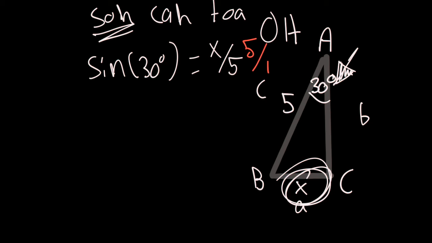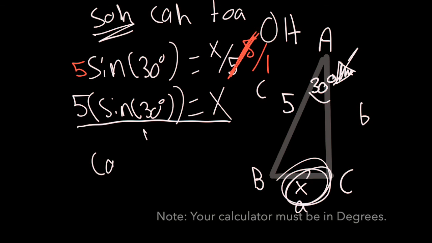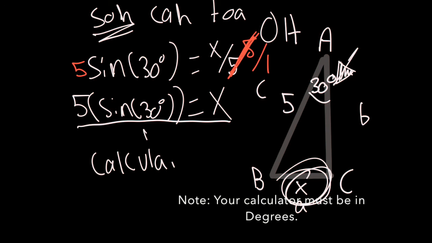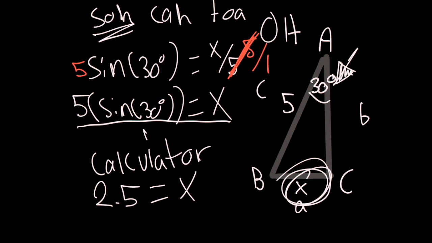And then you're going to want to solve for x. So we're going to multiply both sides by 5. That will cancel out on the right side, giving us just x, while the left side will be 5 times the sine of 30, making the equation ultimately 5 times the sine of 30 is equal to x. Now this you're going to want to put into your calculator. And now that you've done that, you'll find that the answer is 2.5.